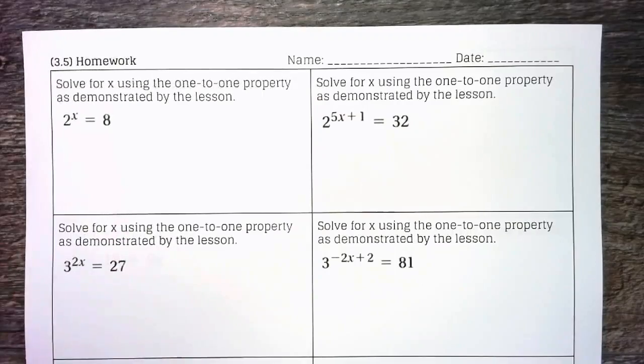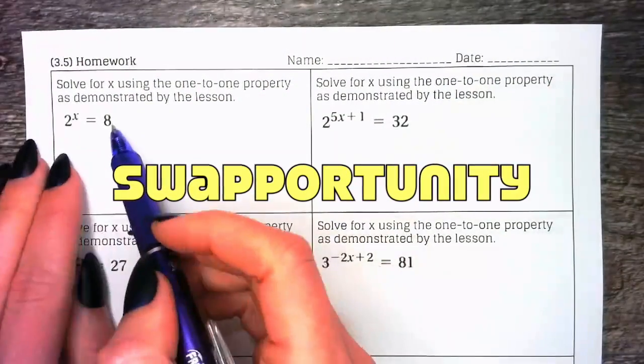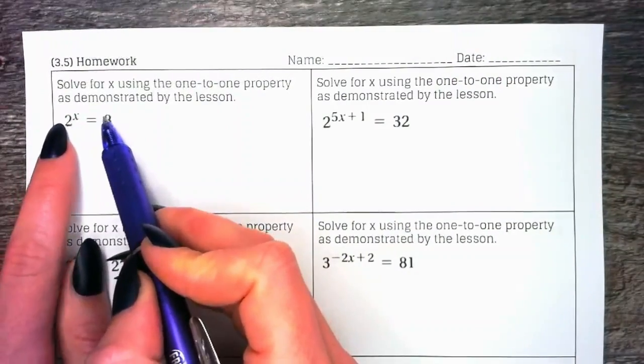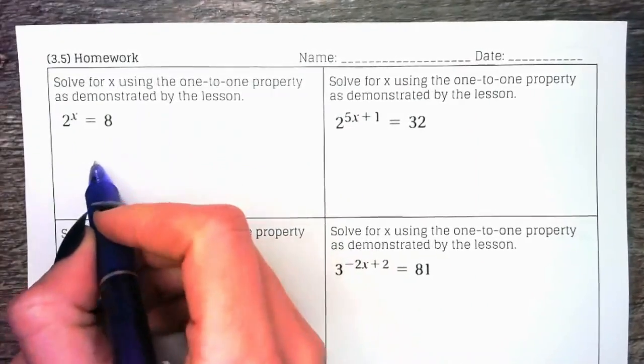2 to the x equals 8. We are looking for a swopportunity, which is an opportunity to swap out my bases for smaller numbers to a power. We're hoping to make sure that both bases are identical. That will allow us to use the one-to-one property.